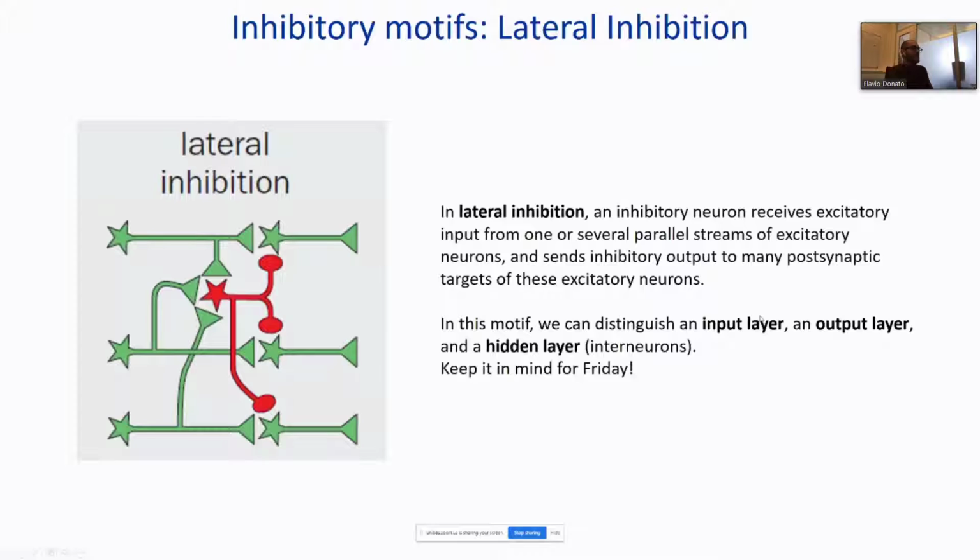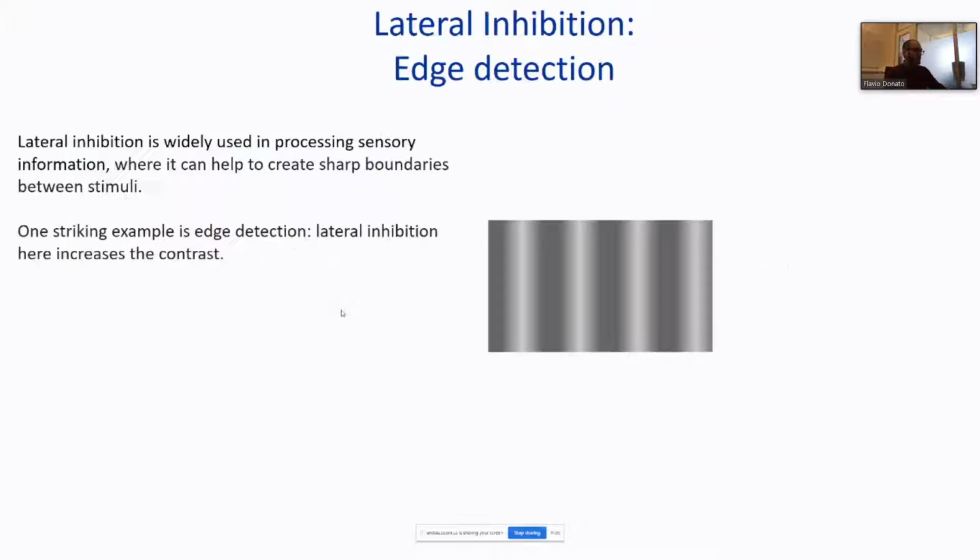Which is also extremely important because it's one of the most important and deployed connectivity motifs in our sensory organs. For example, in the retina. Lateral inhibition is really used to increase sharpness and to allow you to detect sharp boundaries between stimuli. For example, edge detection is the way in which you define that there is an edge between a bar that is darker and a bar that is lighter.